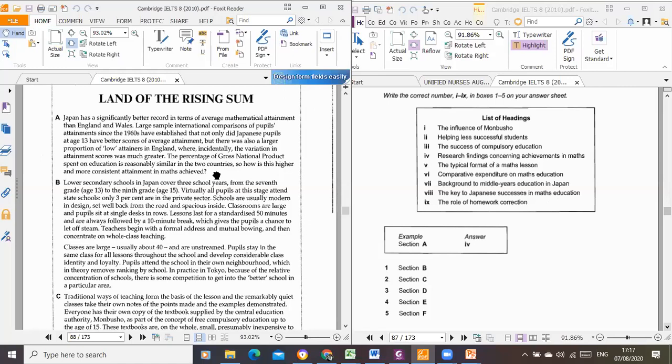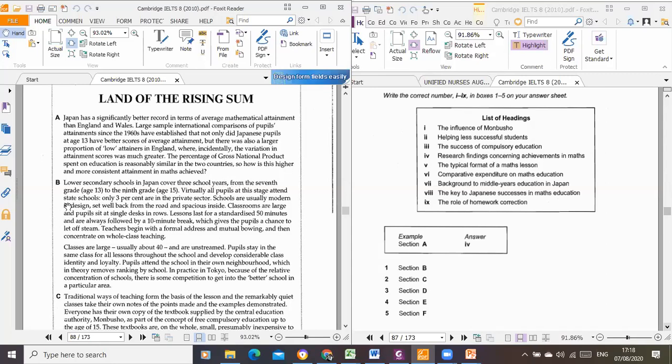In this case, they are looking at a comparison between Japan's mathematical attainment and that of England and Wales. The first sentence tells me that Japan has a significantly better record, yet they have the same GDP. So why is there this consistent difference? That's what paragraph A is talking about. The last sentence tells me the passage is likely going to be about the factors, what made Japan achieve those attainments.